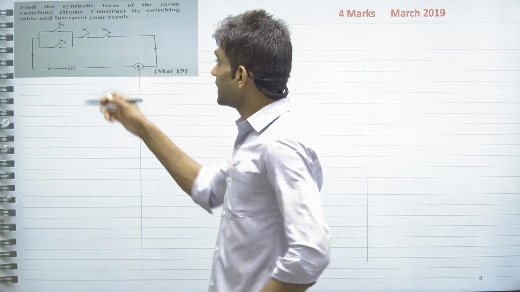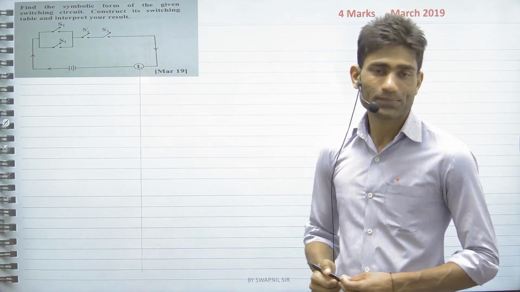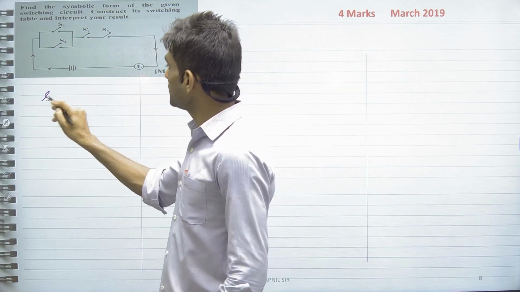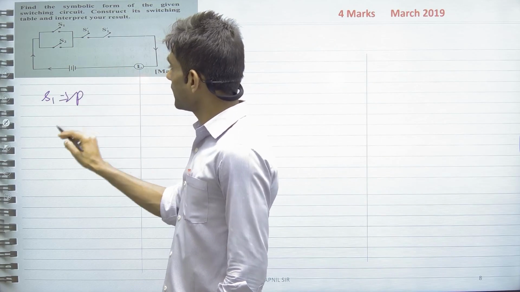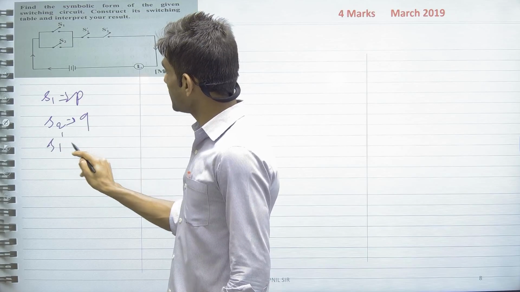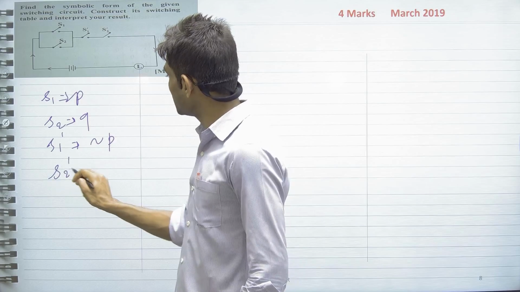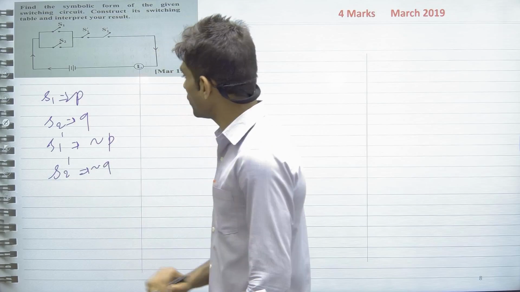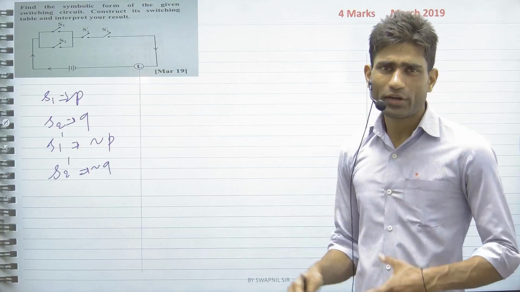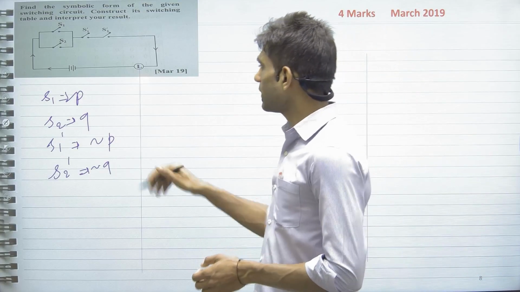Now see that we have two statements, S1 and S2, and S1 dash and S2 dash. So what do we do here? Consider S1 as statement P, S2 as statement Q, S1 dash as statement negation of P, and S2 dash as statement negation of Q. I am trying to solve this question as fast as possible, because we have already taken plenty of videos based on this. So we're not going into detail.